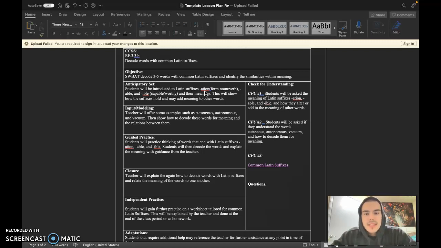An example would be the word create. You can add the Latin suffix ation to change the original word create, which is a verb, to a noun, that is creation. Moving forward, we have able and ible, and these are both pretty interchangeable. It adds the meaning of being capable or worthy to several words within the English language.